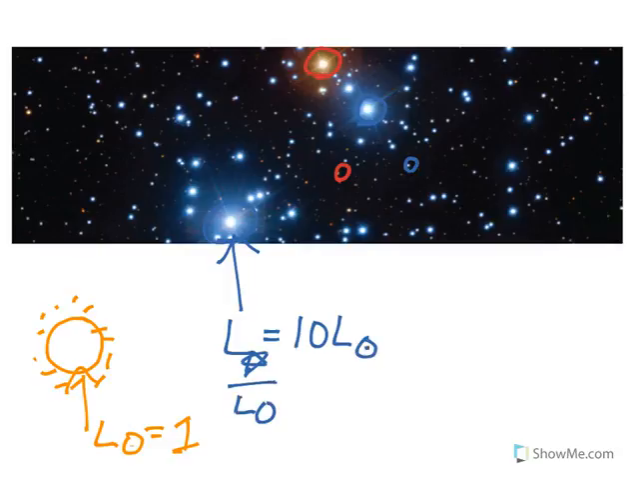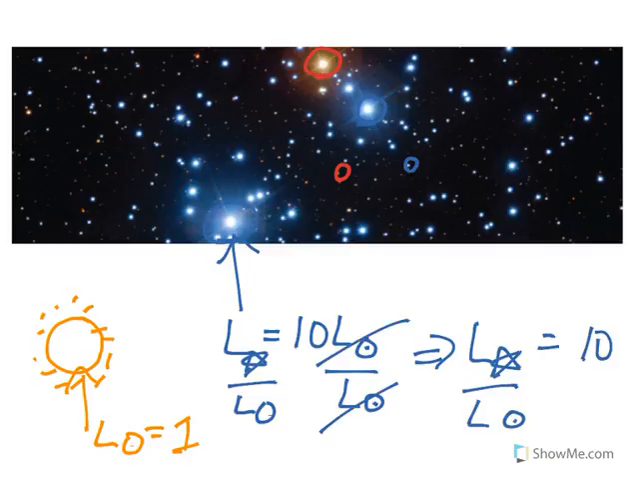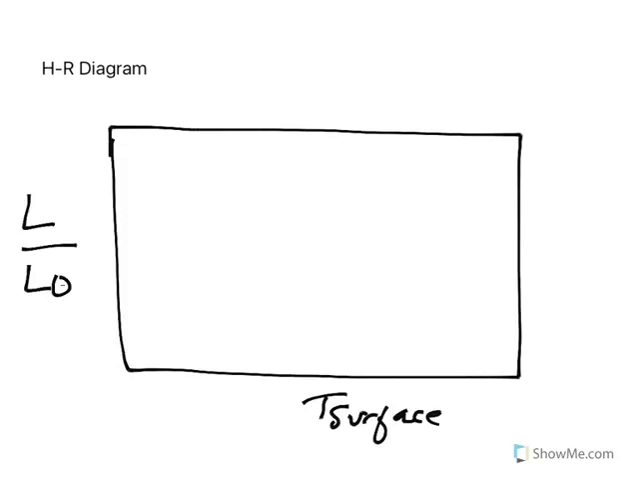If we divide both sides of the equation by the luminosity of the sun, then what we end up with is the luminosity of the star divided by the luminosity of the sun is equal to 10, because the letters cancel out on the right-hand side. So we rank how bright the stars are compared to how bright the sun is, and we put that on the HR diagram. So now let's draw the HR diagram. So in the HR diagram, we are comparing the luminosity of the star relative to that of the sun, and we are comparing the surface temperatures of the star.